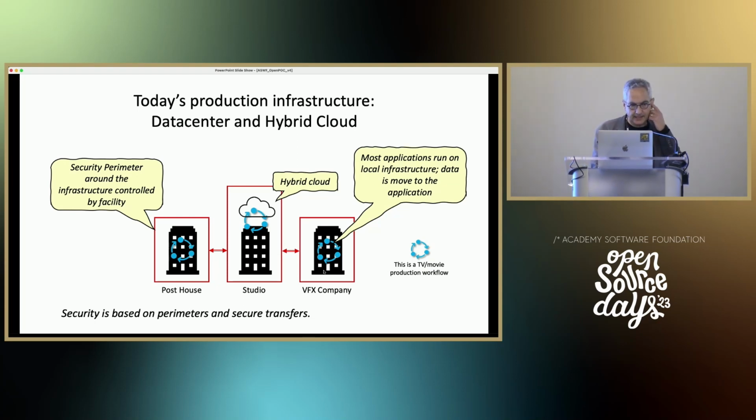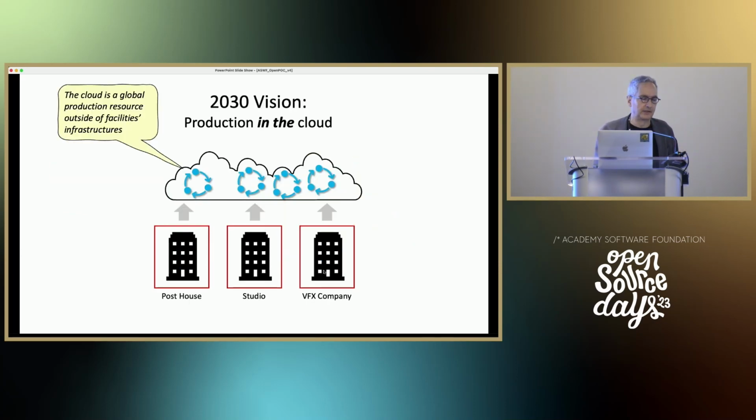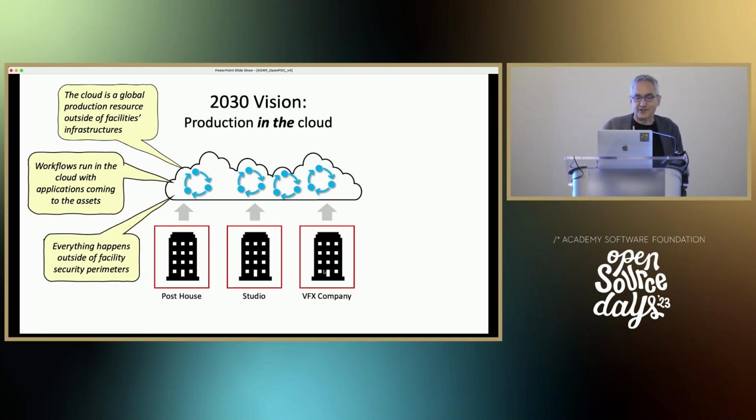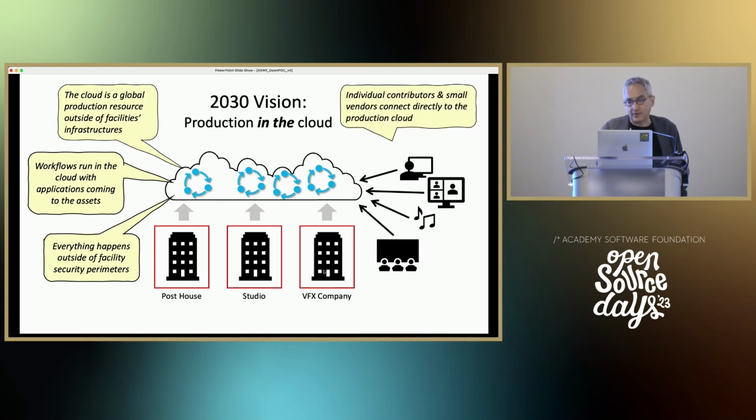But it doesn't work, we don't think, when you actually move to real cloud-based workflows, especially with multiple parties and participants coming to use those assets. So in our 2030 vision, the cloud is a global production resource, and it's used by multiple facilities, and often even groups that don't have any infrastructure. And the workflows are running there in the cloud, and ideally in our model, the applications are coming to the assets. So it's happening outside of all of these traditional perimeters.